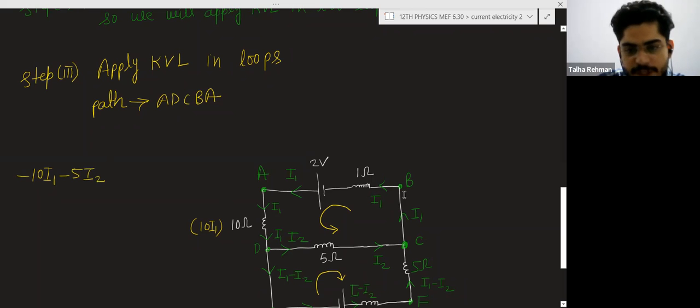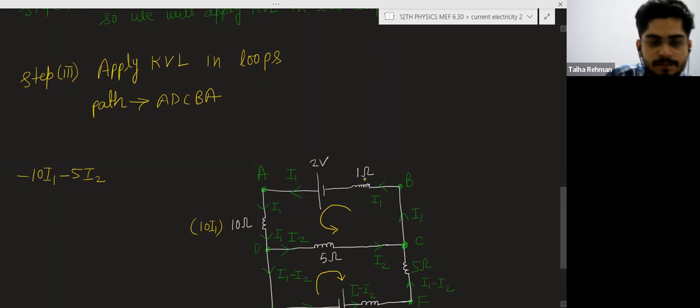I2. Now from C to B, there is nothing. Now you are moving from B to A. From B to A, for this 1 ohm resistance, you will write minus I1 only, because when you multiply I1 with 1, it will become only I1. So this is I1 only.